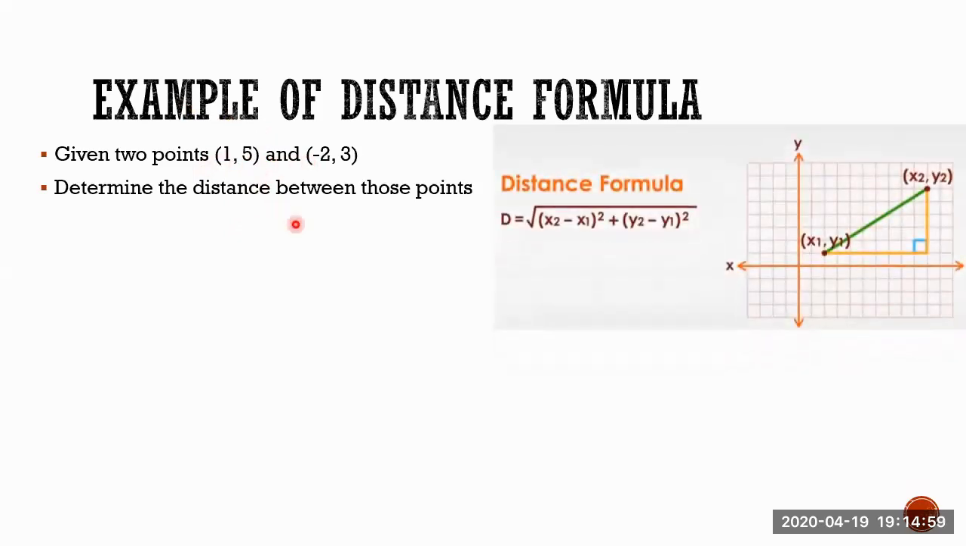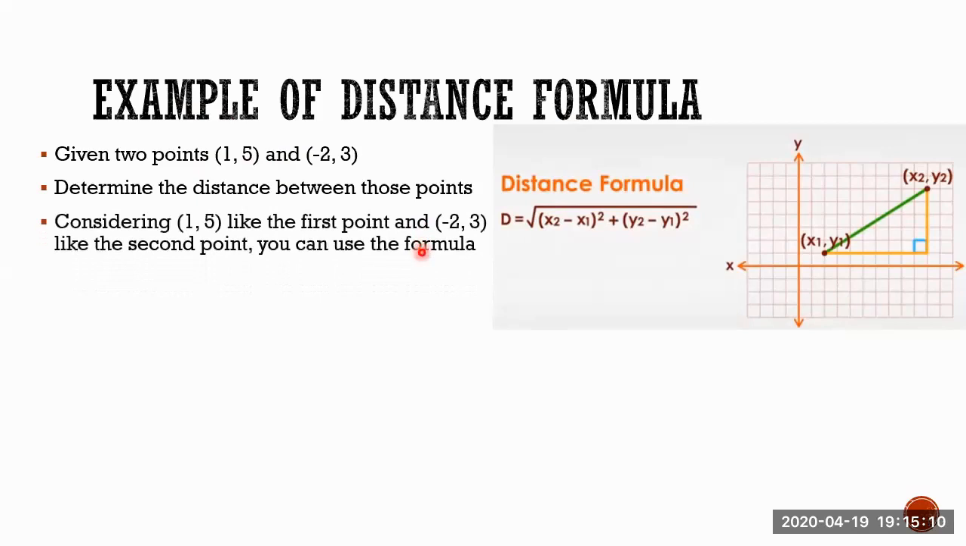So how the distance formula works: you have the two points, and you feed those points into this formula. Let's see how this works. Considering (1, 5) as your first point and (-2, 3) as your second point, you can use the formula. It will not make any trouble if you consider (-2, 3) as your first point. It will not affect anything. It's going to be the same, just that maybe in the procedure you will have some different results or in a different order, but the answer at the end is going to be the same.